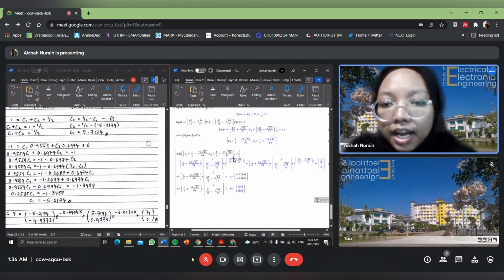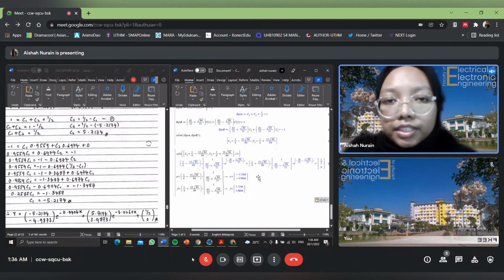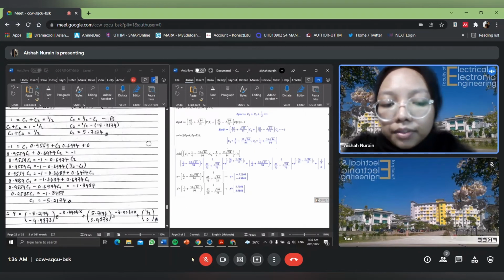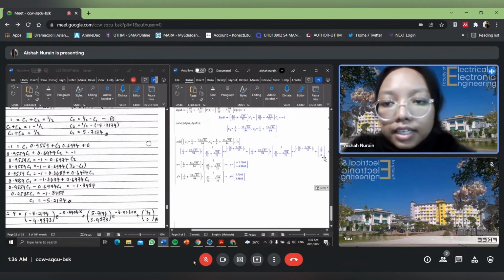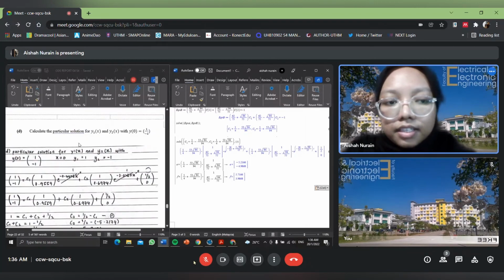Then I need to substitute the c1 and c2 values into the general solution equation that we got from question 3C. Then I get the value in simulation, but it is a bit different from the manual calculation. But the difference between these two is just a few points, so the answer is acceptable. Then I got the overall equation for this part.